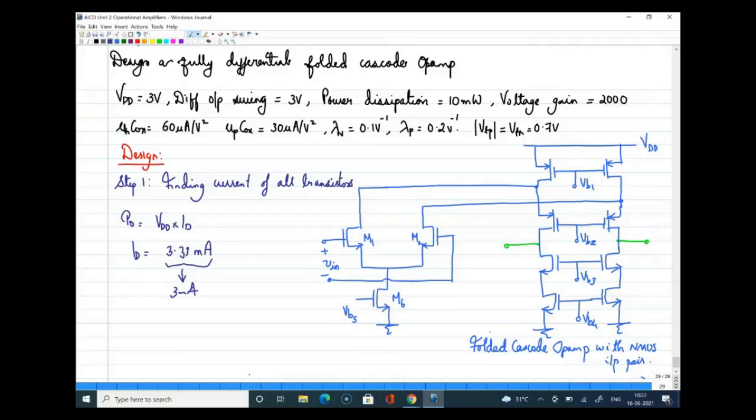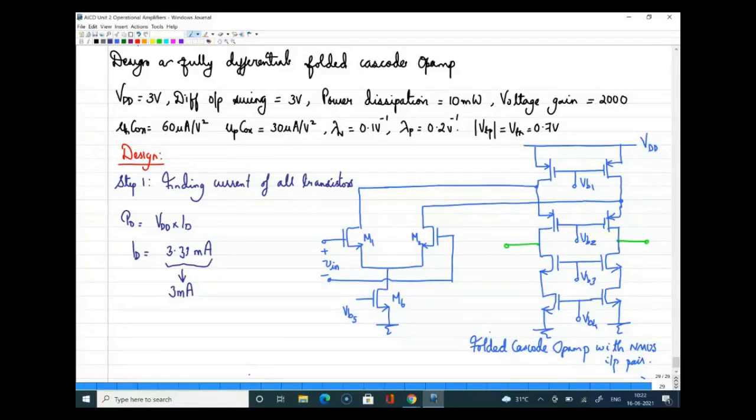Again, it is not arbitrary. Somebody else could try with 2.9 milliamps of current, and definitely they can. The whole point of taking 3 is that I'm taking a round figure so that I can allocate the rest of the things very easily.